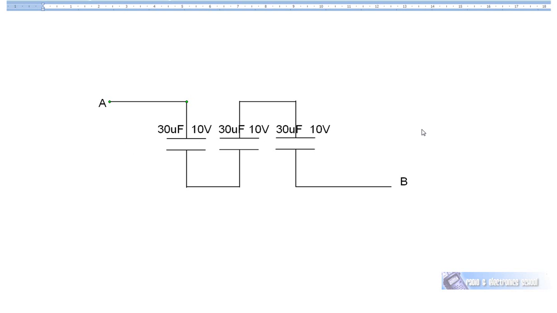Now, what do you think would happen to the capacitance when we connect capacitors in series? Well, when we connect capacitors in series, we're in effect increasing the thickness of the dielectric. The dielectric is now 3 times as thick as what it was before, and that's going to cause the total capacitance of 30 microfarad 10 volt capacitors in series to be less than 30 microfarads. The total capacitance of this circuit is less than 30 microfarads. In fact, it's a third.